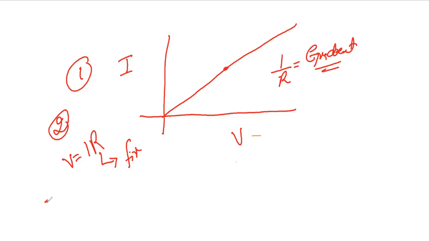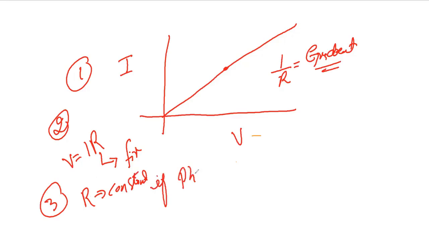And the third point is, in a metallic conductor, resistance remains constant if the physical conditions, like temperature and pressure, remain constant.